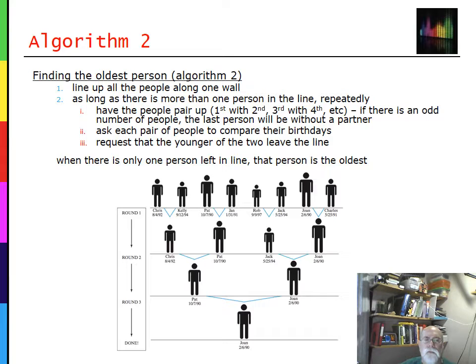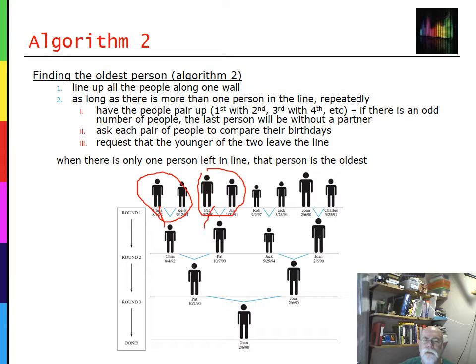Now in algorithm 2, again, you line everybody up against the wall, but then you have everybody pick a partner, and you can see here that they pick two people right here, two people here, and so on. These two people are asked to tell each other their birthday, and the person with the oldest birthday will then step forward, forming a new line.